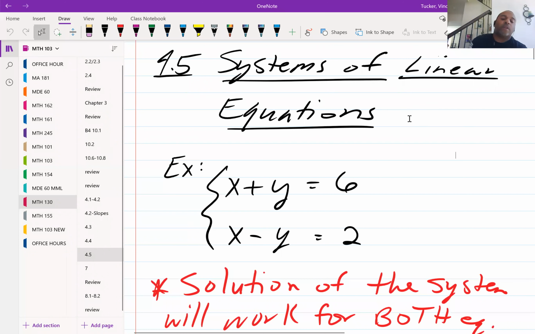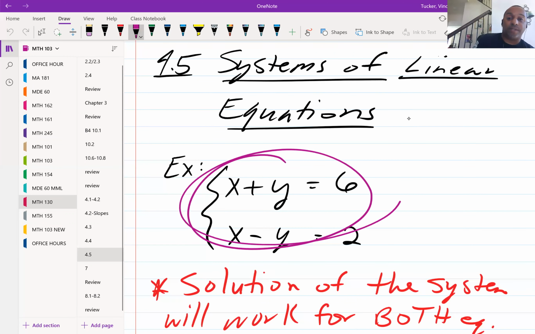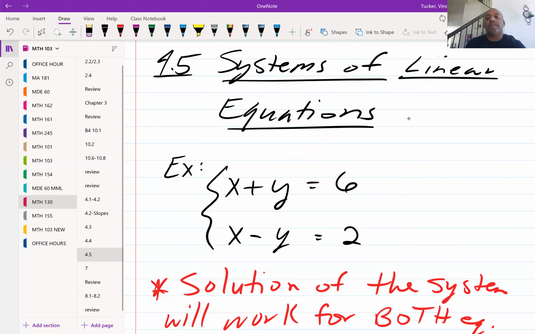All right. So 4.5 is systems of linear equations. Here we have an example of a system of linear equations: x plus y equals 6, x minus y equals 2. So this is considered a system of equations.